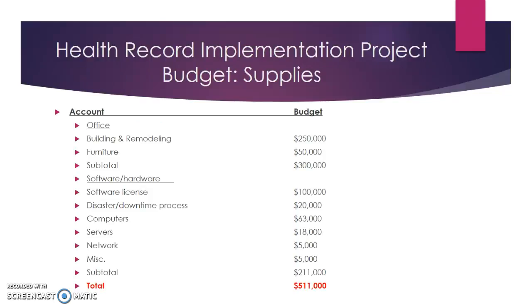This slide is an example of a project budget laying out all supplies needed for the implementation project. A technique used during this project budget layout is analogous estimating, meaning the same as the last time. This is often used to help estimate building and office remodeling cost. Then it shows you the total to be $511,000.